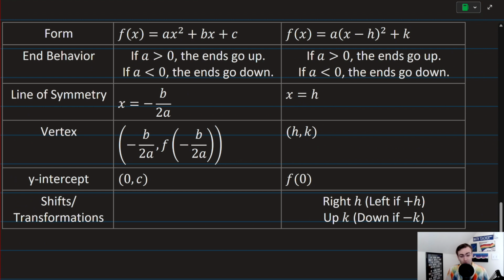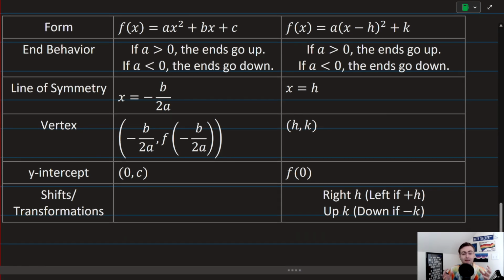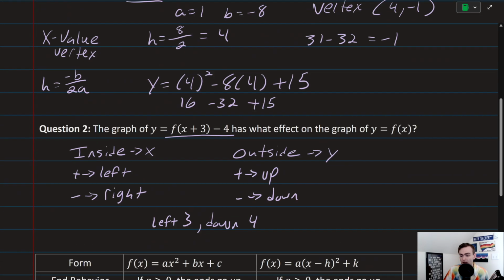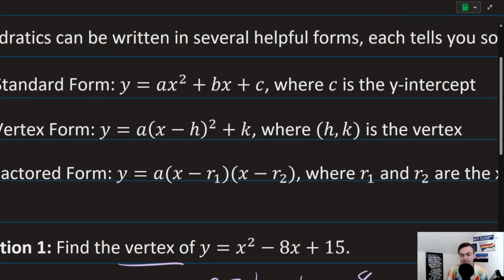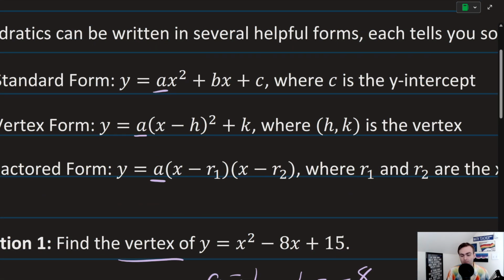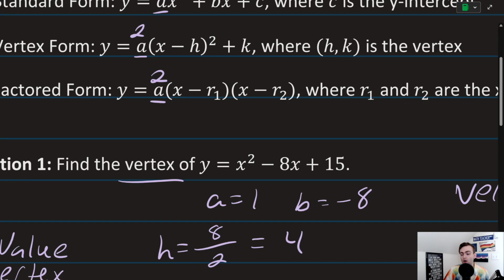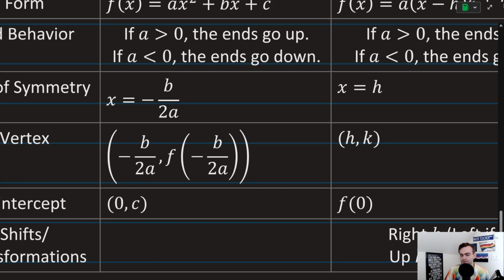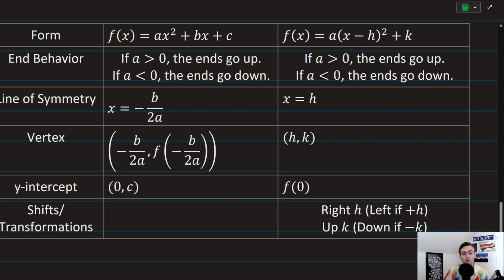Now, the two major forms for graphing that you're probably going to be asked to do at some point would be standard form and vertex form. For both of them, the a value is the same. In fact, if I go all the way up here, all of these a's are the exact same value. So if it was a 2 here, it's going to be a 2 here, and it's going to be a 2 there. All of those tell you where the ends of the graph are going.